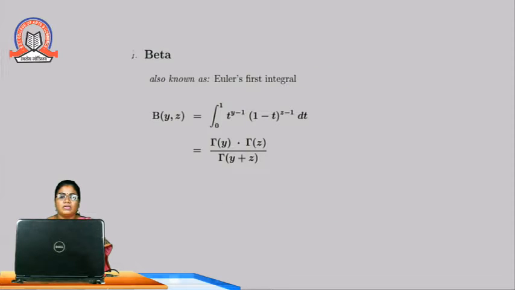So, beta function is also called Euler's first integral. Beta of y comma z equals the integral from 0 to 1 of t^(y-1) (1-t)^(z-1) dt, is the form. The beta and gamma relation is gamma y into gamma z upon gamma (y plus z).